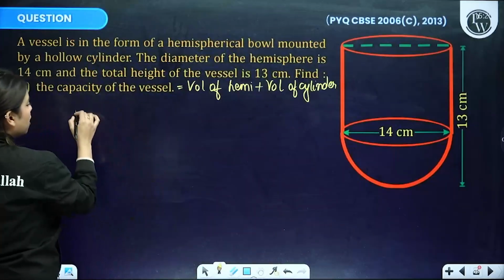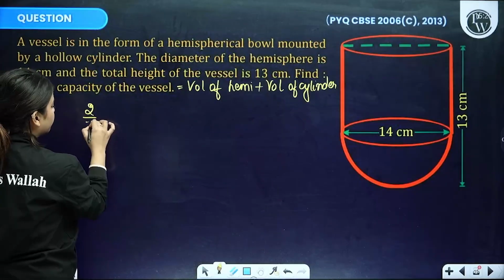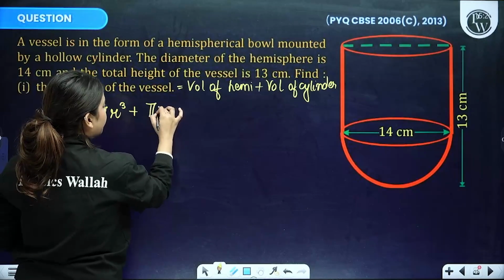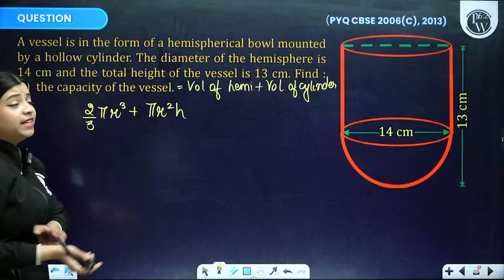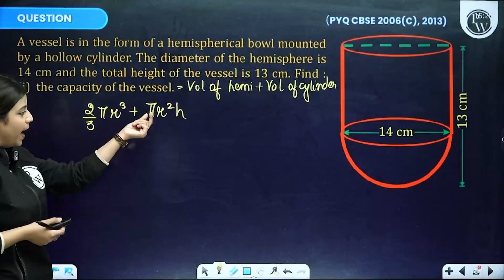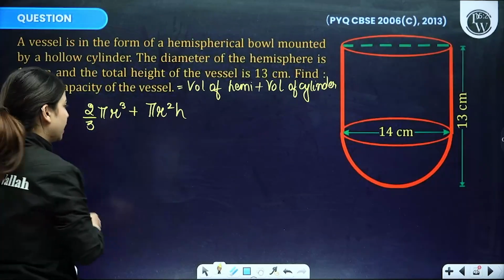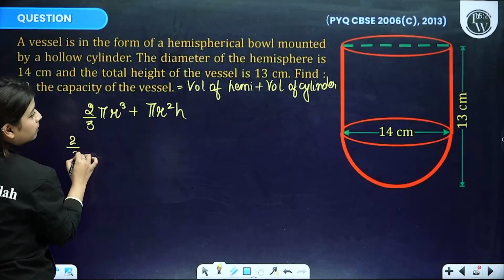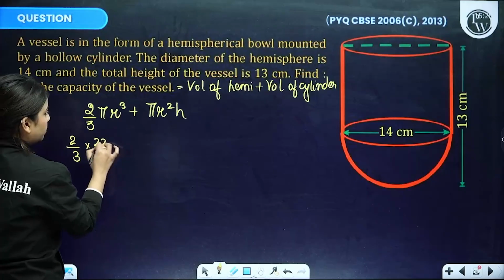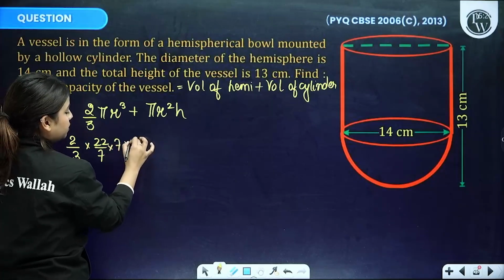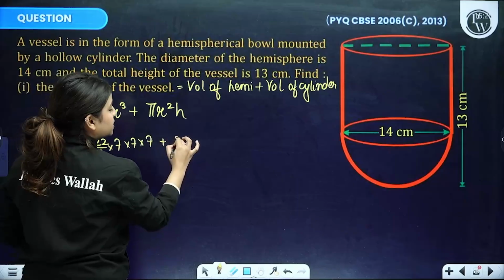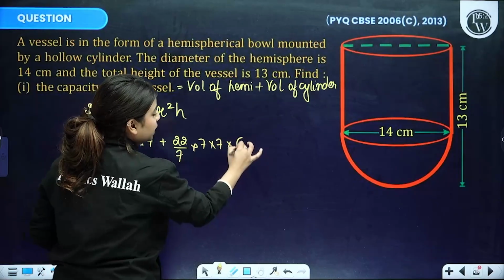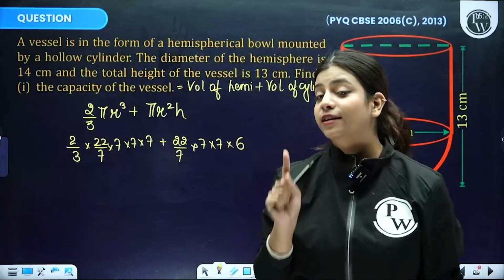So what is the volume of the hemisphere, people? It is 2 by 3 pi r cube plus what is the volume of the cylinder? Pi r square h. If you feel like taking common, you can take common, because pi is common and r is the same in both the cases. If you want to calculate separately, you can calculate separately too. So this will become 2 by 3 into 22 by 7 into 7 into 7 into 7 plus 22 by 7 into 7 into 7, and the height over here is 6 centimeter. Do not put 13 centimeter.